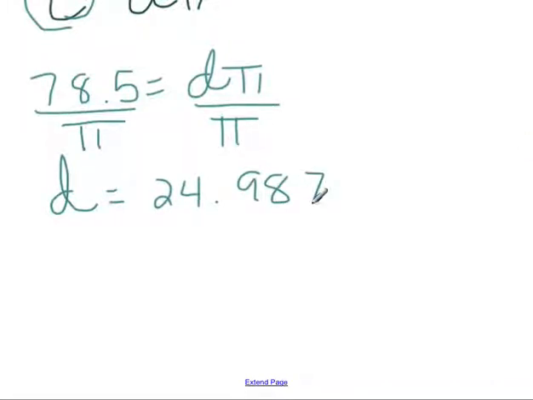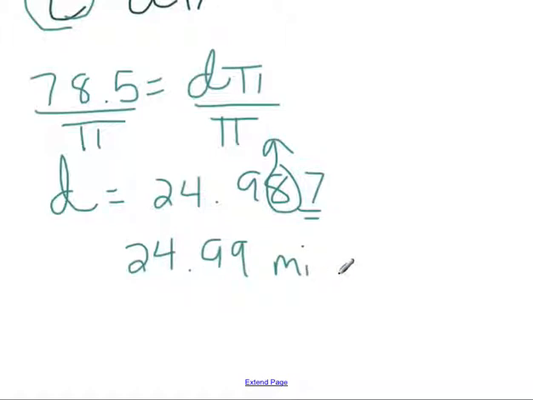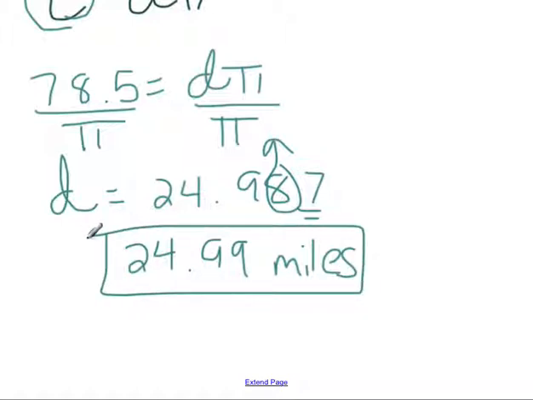24.987. So then we want to round. I take a look at this third number. I see that it's 5 or greater, which means this number is going to be rounded up. So I have 24.99, and then I want to label that miles. Okay, because it said that it was miles around the circumference, so my diameter is also being measured in miles. Let's take a look at number 7.